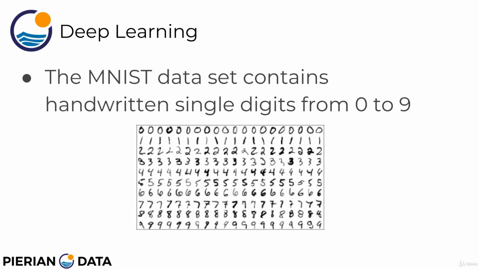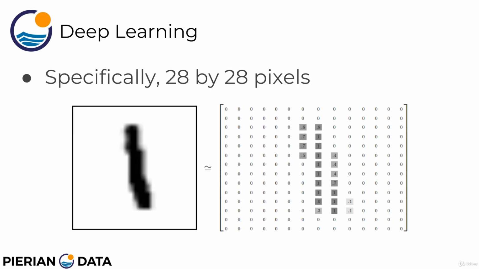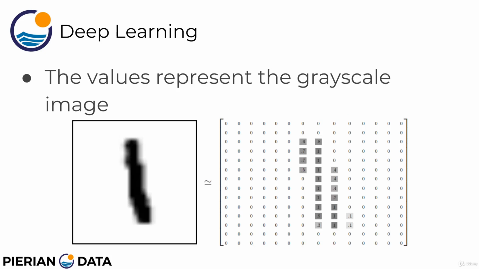The MNIST dataset, in case you're not familiar with it, contains handwritten single digits from 0 to 9. Here we see some examples of all the different ways people draw zeros, ones, twos, threes, and so on. As you may imagine, a single digit image can be represented as an array. Specifically, in this dataset, the arrays are 28 by 28 pixels, where the value of 0 represents white, and the value of 1 represents black.